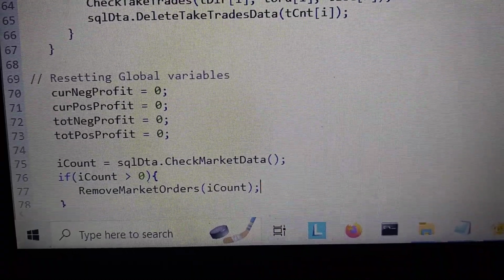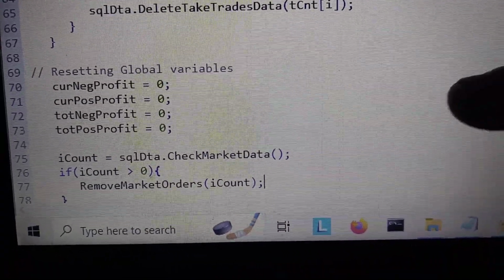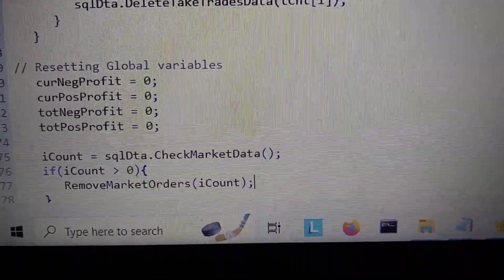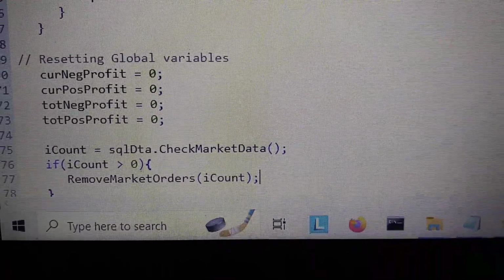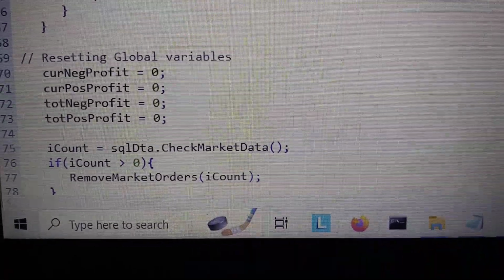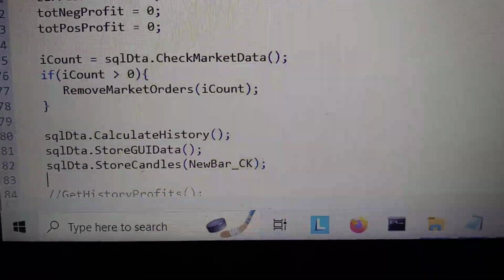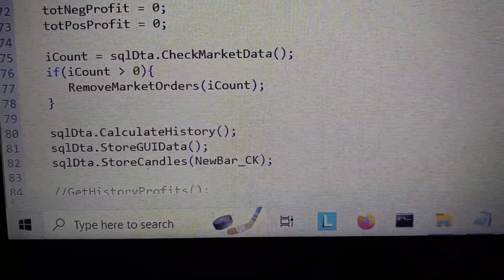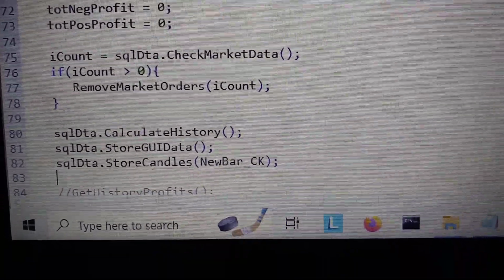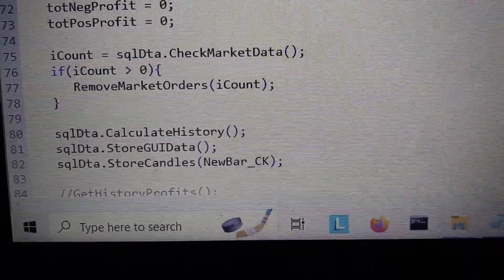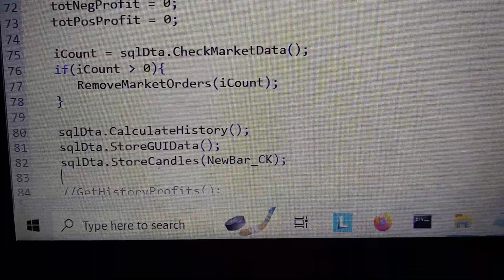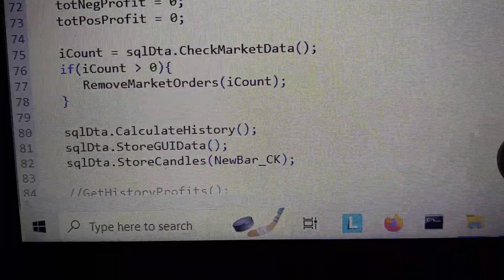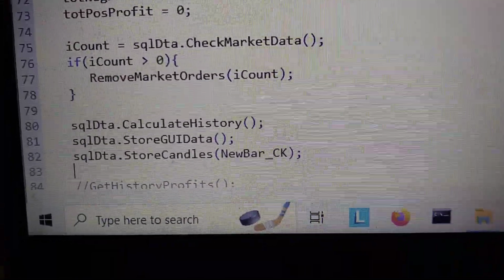Next, I preset some data that's going to be used in my GUI table, and then I check the market to see if some orders need to be removed, and if so, it will get removed. And then I calculate all of my history that's stored in the histories table, and then store them in the data, and then I take all of the data that the GUI needs for displaying and put it in that table. And then of course I update the stores candle if there is a new bar.